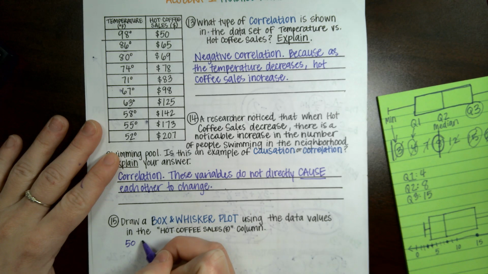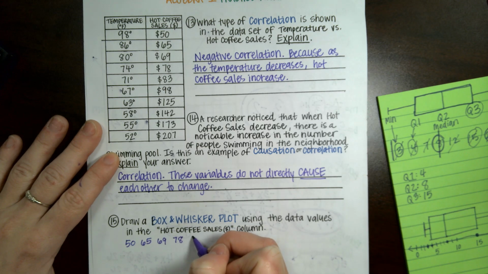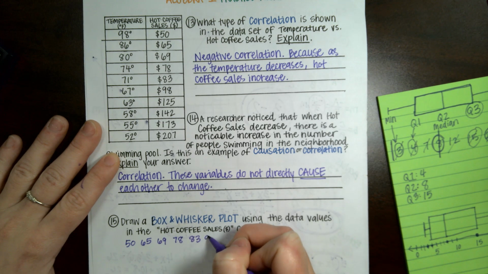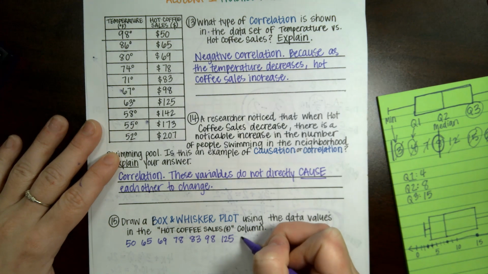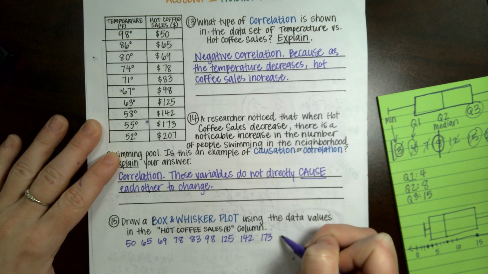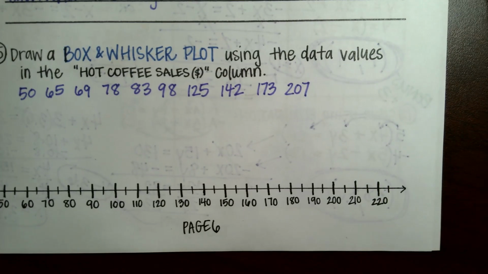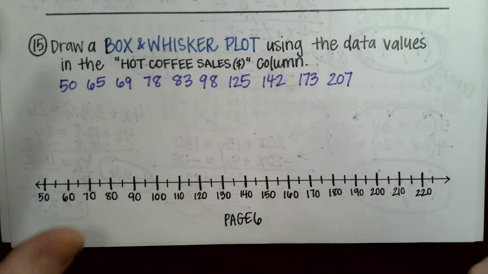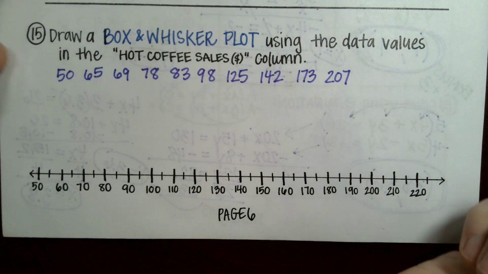50, 65, 69, 78, 83, 98, 125, 142, 173, and 207. Perfect. Okay. So, oh my goodness. Here's our data. What should we do first? Min-max. Yeah, let's find our minimum and our maximum.